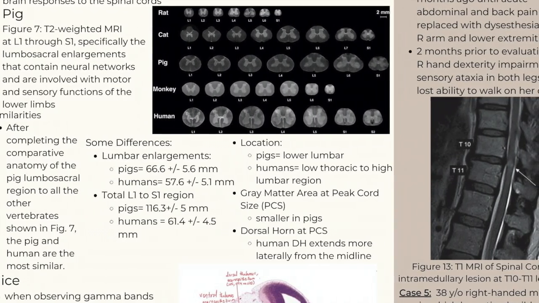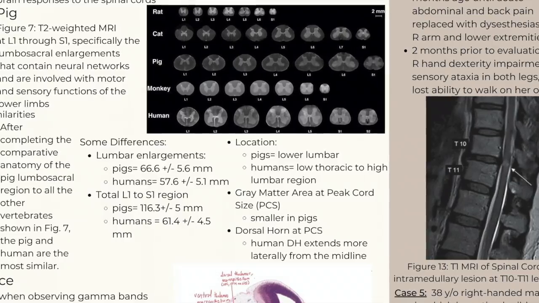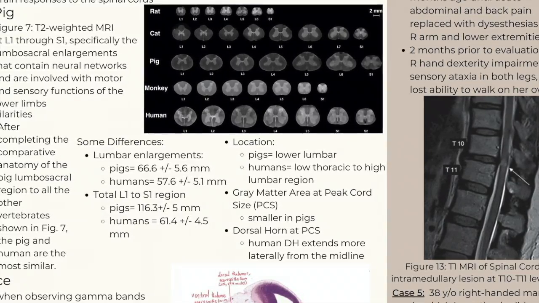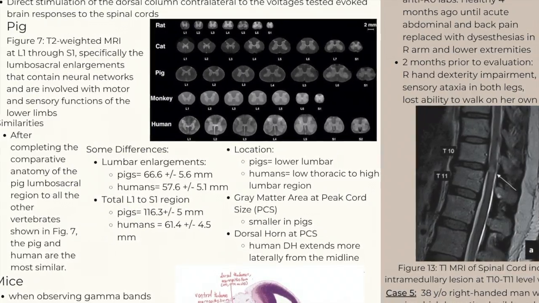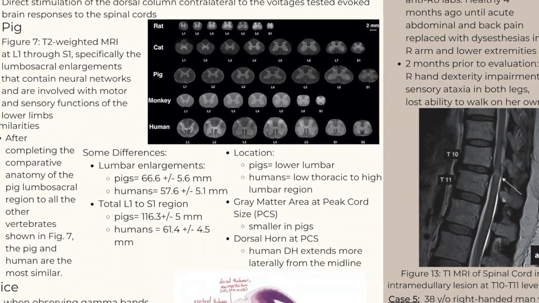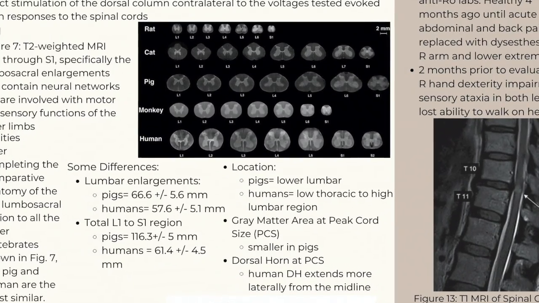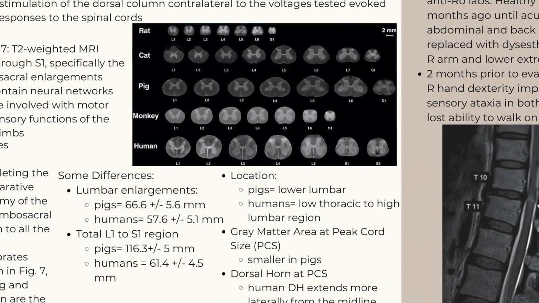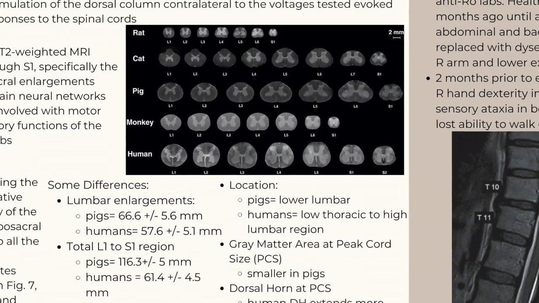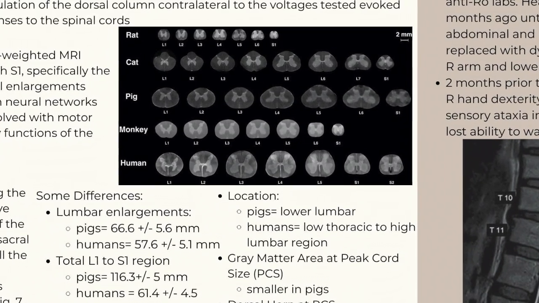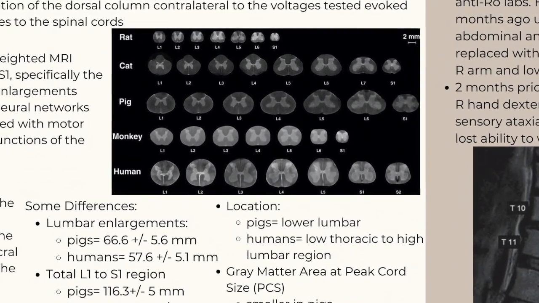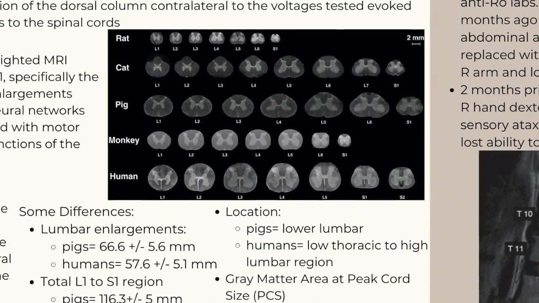Looking at the gray matter area at peak cord size, PCS, it's smaller in pigs. And just looking at the H-shaped structure that Rita mentioned earlier, it can already be seen by eye that it's significantly smaller in pigs than in humans. Looking at the dorsal horn specifically at peak cord size, humans' dorsal horns tend to extend more laterally from the midline.